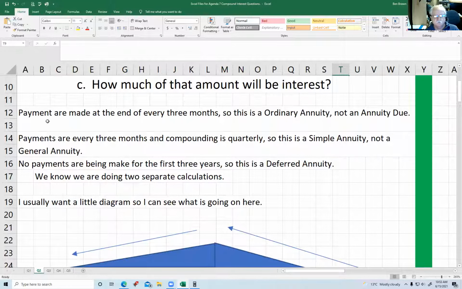Payments are made at the end of every 3 months, so this is an ordinary annuity, not an annuity due, because it's at the end of the time period. Payments are every 3 months, and compounding is quarterly, so this is a simple annuity, not a general annuity. And no payments are being made for the first 3 years, so this is a deferred annuity. So we know we're doing two separate calculations.